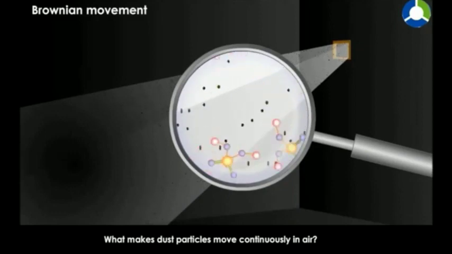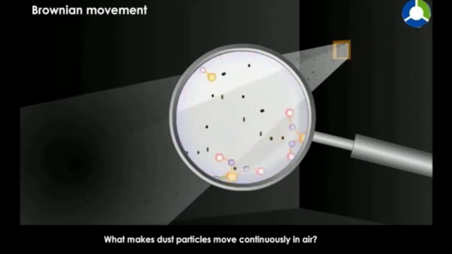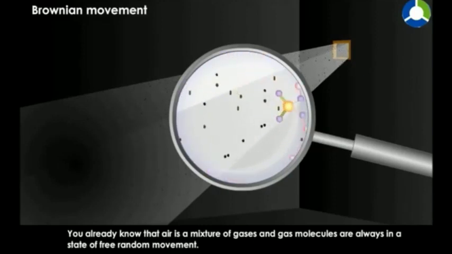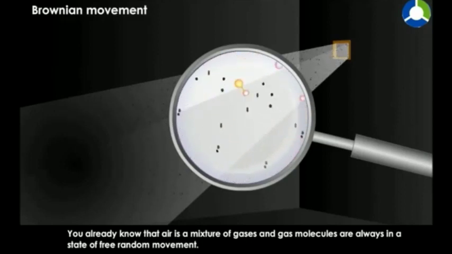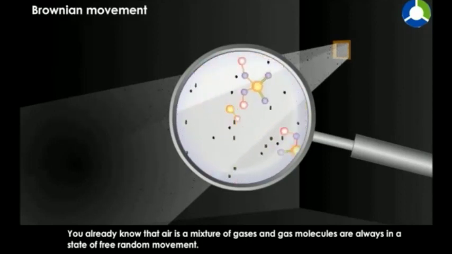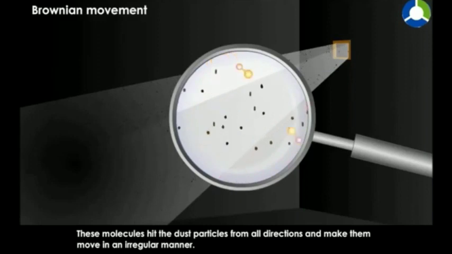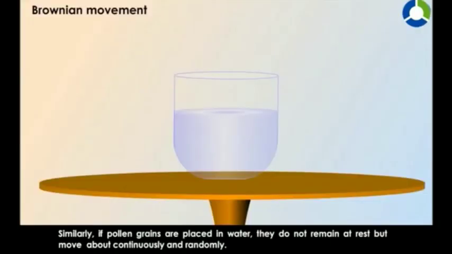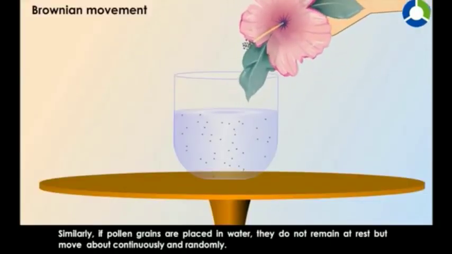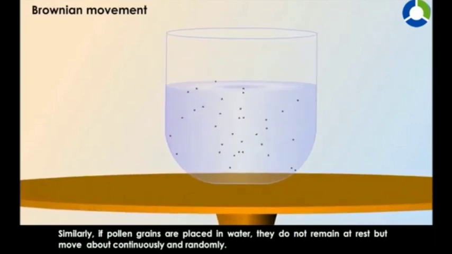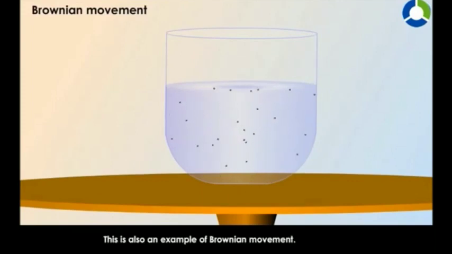What makes dust particles move continuously in air? You already know that air is a mixture of gases, and gas molecules are always in a state of free random movement. These molecules hit the dust particles from all directions and make them move in an irregular manner. Similarly, if pollen grains are placed in water, they do not remain at rest, but move about continuously and randomly. This is also an example of Brownian movement.